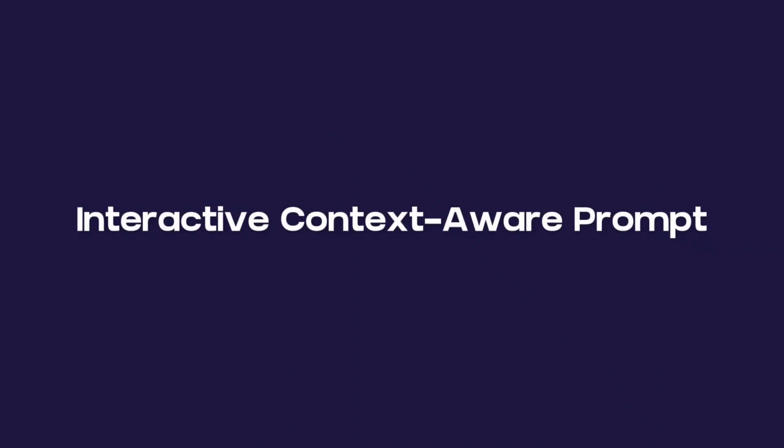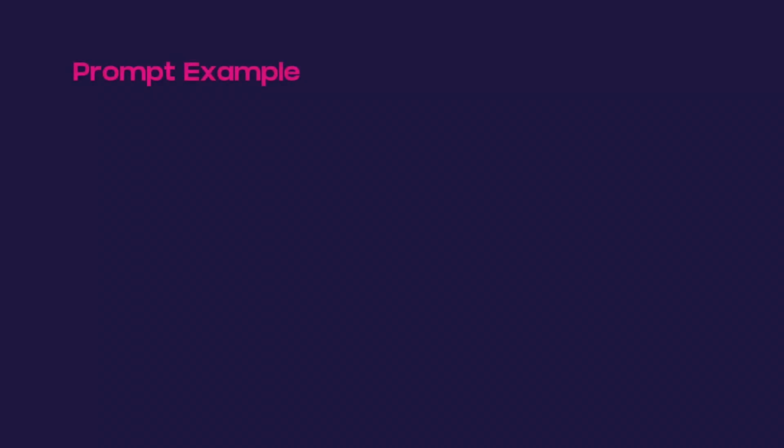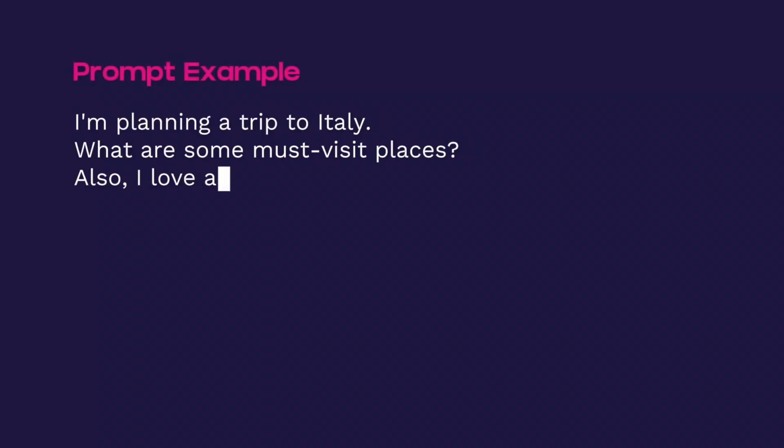And then you have the interactive context-aware prompt, which is a bit of a mouthful, but is essentially a type of prompt that adapts the responses based on the interaction that you've had with it already, or some context that you give it. So it feels like a more personalized way to approach the LLM. So an example here could be something like, I'm planning a trip to Italy. What are some must-visit places? Also, I love art. Any recommendations? So I've given it some initial context to better understand what kind of output it should give.